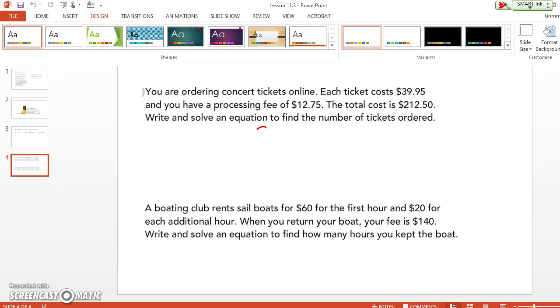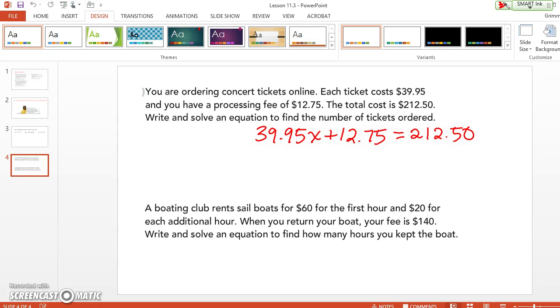39.95 times x plus 12.75 equals 212.5. Okay, so each ticket was $39.95. There's a processing fee of $12.75. That's exactly right. And this happens all the time when you order stuff.